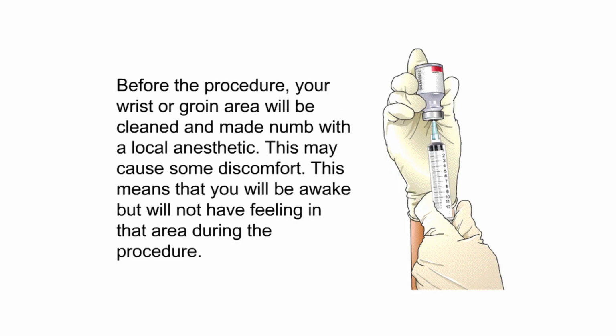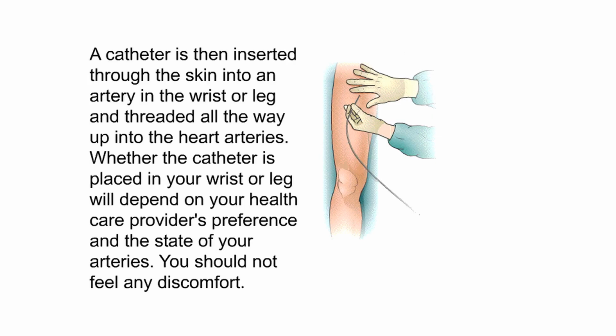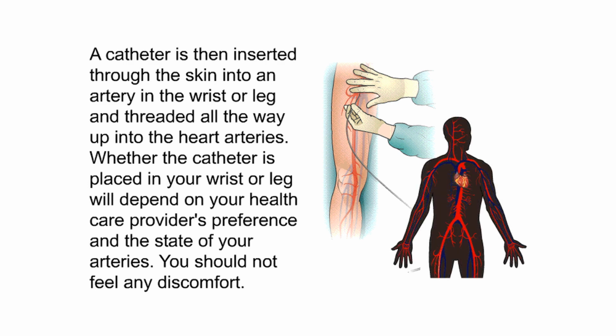Before the procedure, your wrist or groin area will be cleaned and made numb with a local anesthetic. This may cause some discomfort. This means that you will be awake but will not have feeling in the area during the procedure. A catheter is then inserted through the skin into an artery in the wrist or leg and threaded all the way up into the heart arteries. Whether the catheter is placed in your wrist or leg will depend on your healthcare provider's preference and the state of your arteries. You should not feel any discomfort.